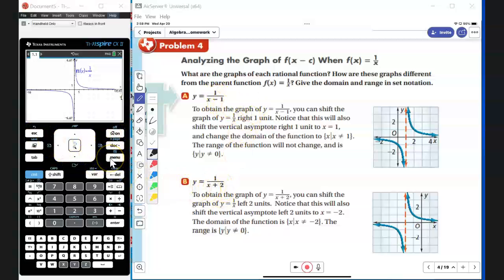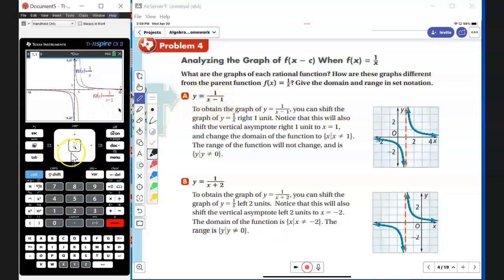So we're going to go to the graph tab, and you're going to type 1. Now you might want to do control division. 1 divided by x minus 1. And you're going to see how it shifts. You notice it shifts to the right. The horizontal asymptote doesn't change. Now the vertical asymptote changes. So the vertical was at x equals 0. Now it's at x equals 1.